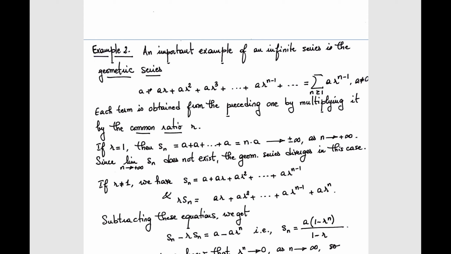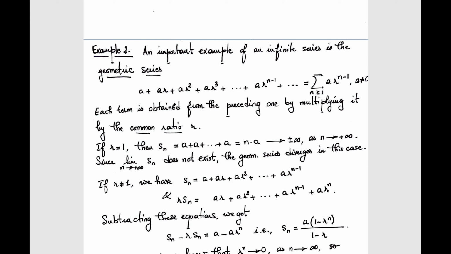The first term is A, the second term is A times R. So what did we do from the first to the second term? We multiplied by R. The third term is AR squared. What did we do from the second term to the third term? We also multiplied by R. The fourth term is AR cubed. What did we do from the third to the fourth? We also multiplied by R. And we go the same way, so we assume this pattern keeps going.